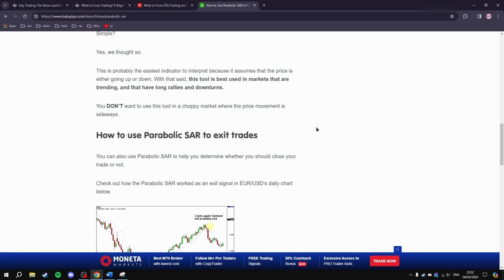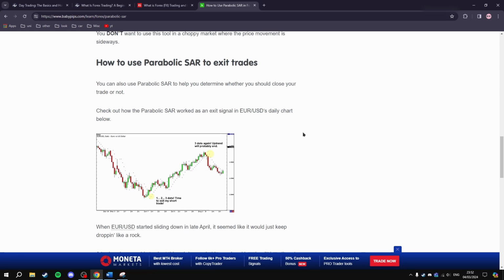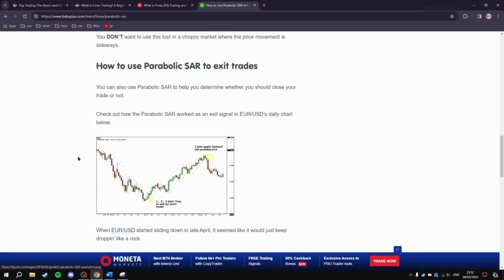How to use parabolic SAR to exit trends. You can also use the parabolic SAR to help you determine whether you should close your trade or not. Check out how the parabolic SAR works as an exit signal in EURUSD's daily chart below. So when it's above, we sell, sell, sell, sell, and then the dots went below the candles. 1, 2, 3 dots. Time to exit my short trade.